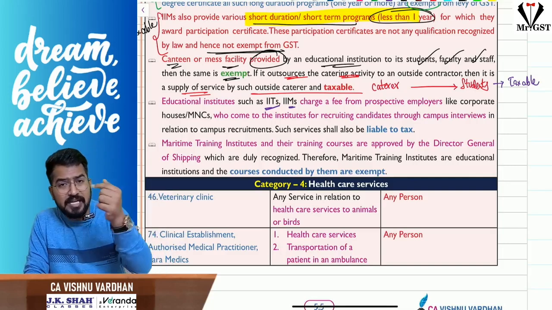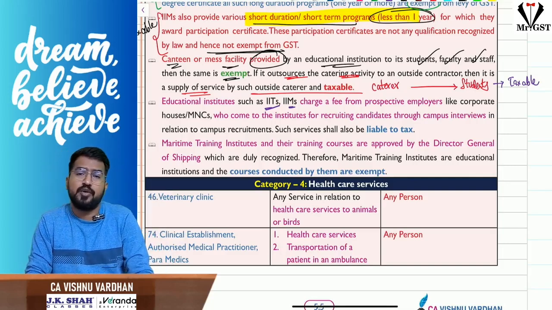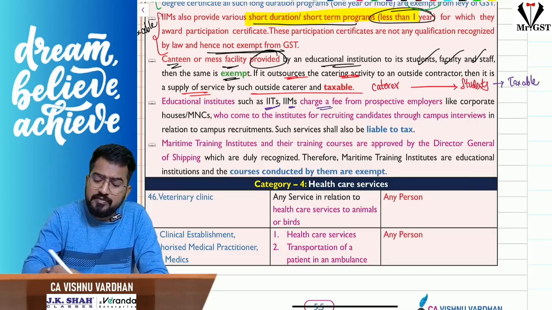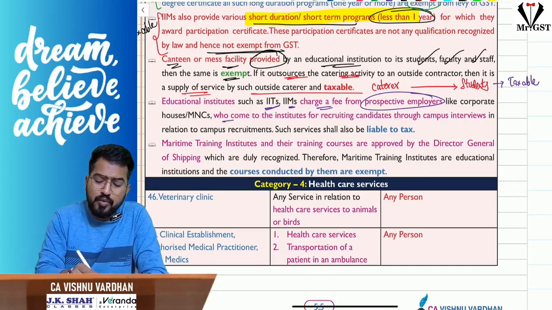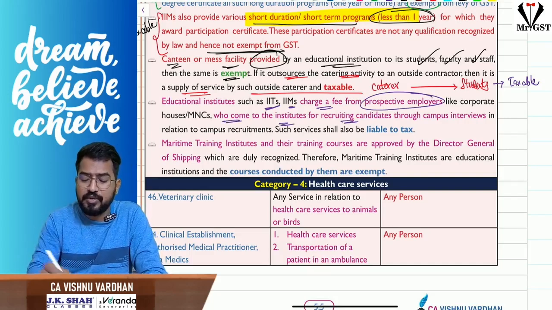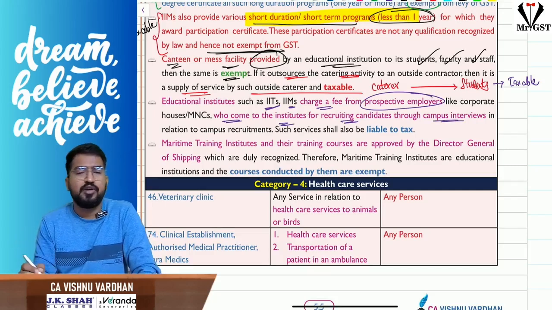For that, I should pay consideration to IITs, IIMs. So they will charge some fees from prospective employers like corporate houses, MNCs, who come to recruit at their institutes, through campus placements.